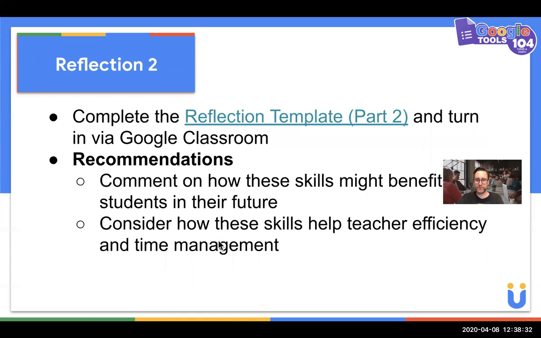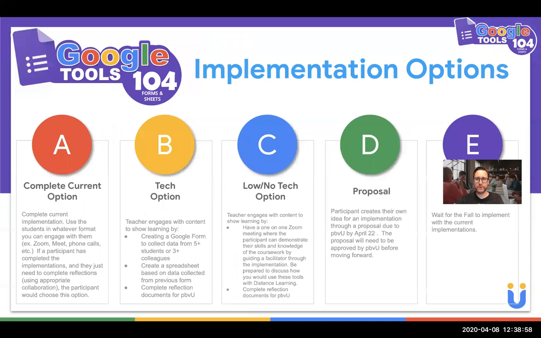So, and then of course, reflection 2 is the same thing. And the reflections also, you need to choose one of those check boxes at the top of each reflection and include a collaborative piece. So you're not just filling out the reflection and turning it in. You need to reach out to a coach or a C5 or, you know, an instructor or facilitator of this course or another group of colleagues. So those are the implementations and reflections.